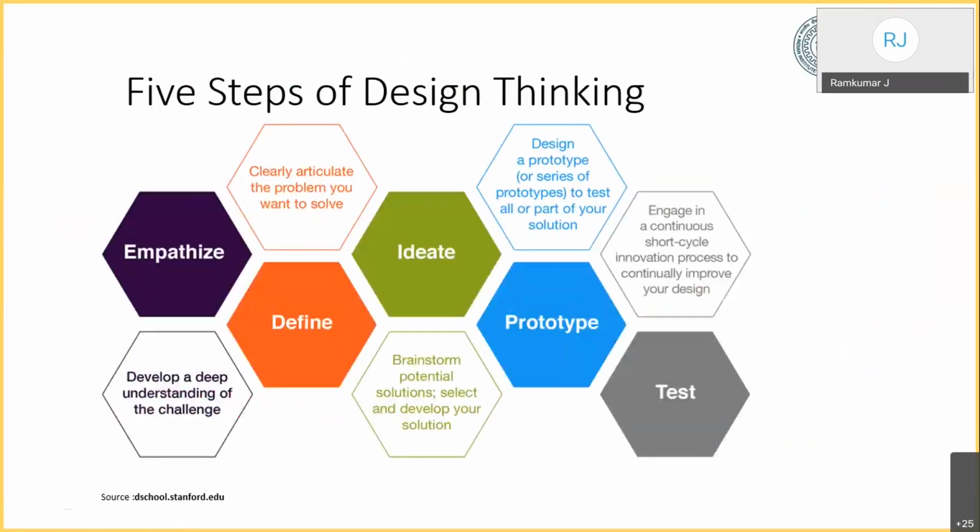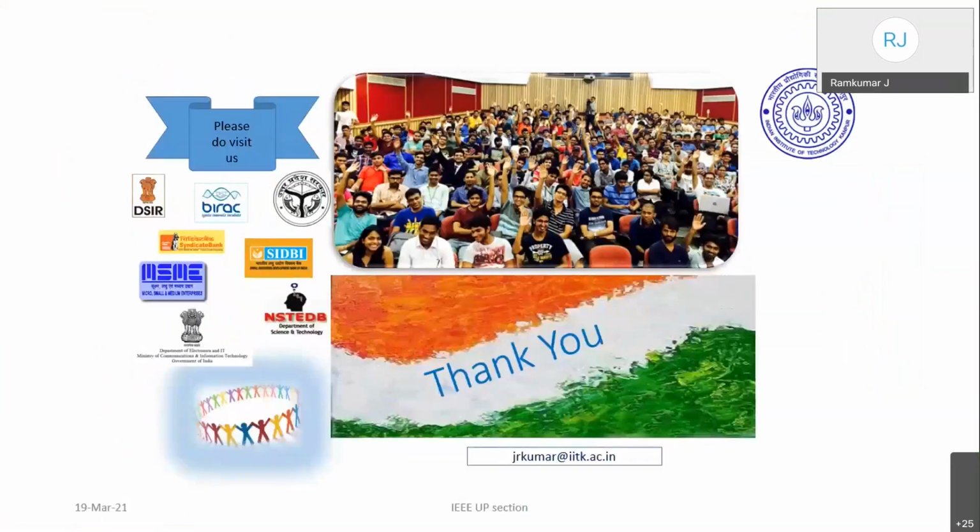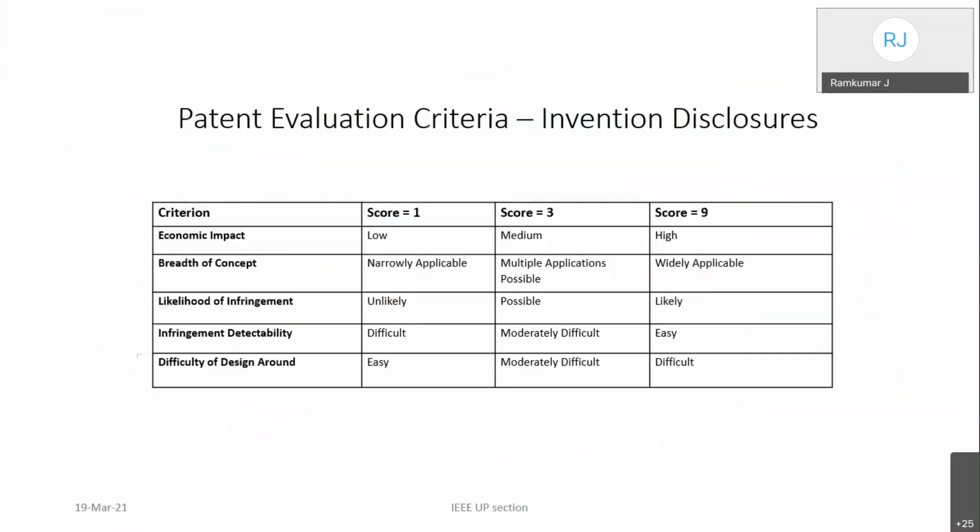So these are the 5 steps which are involved in design thinking. The first step which is involved is going to be the empathy study. Empathy study is to develop a deeper understanding of the problem.